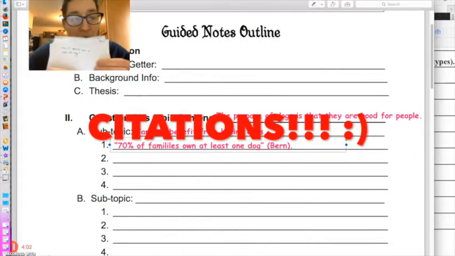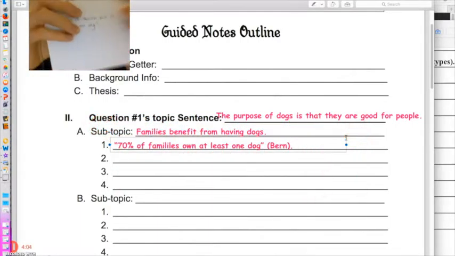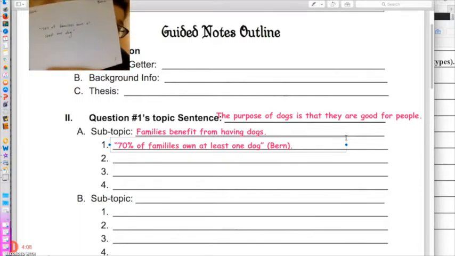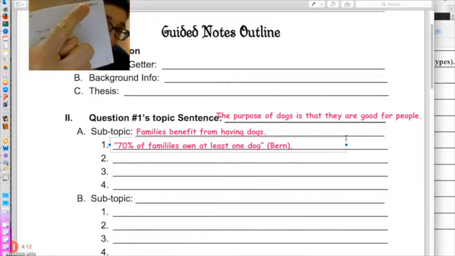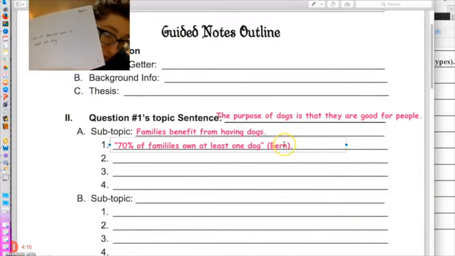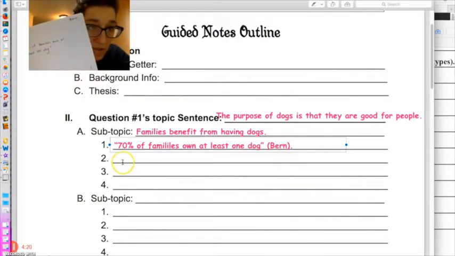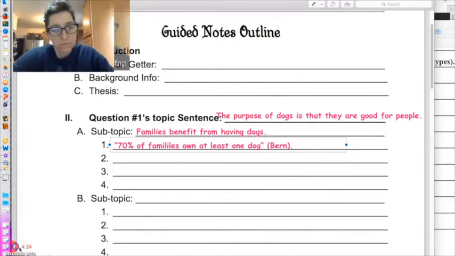The way that my note card looks, if you can't see it, you should be able to see it. It says 70% of families own at least one dog. Byrne is in the corner. That's what I wrote right here. So it matches up. All right, my next note card I'm going to do, and I'll show you what resulted from it in a second.